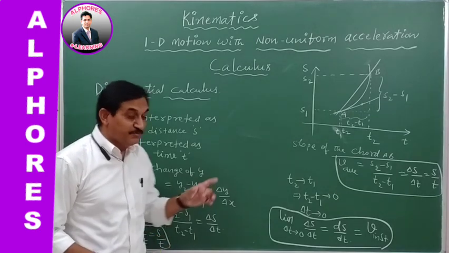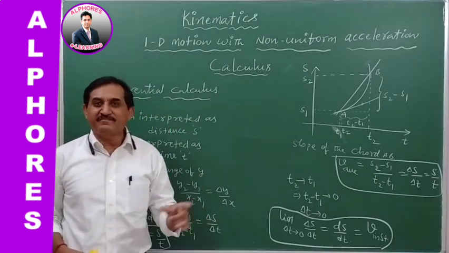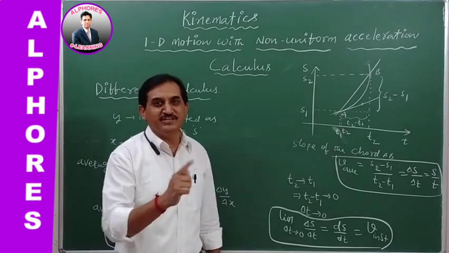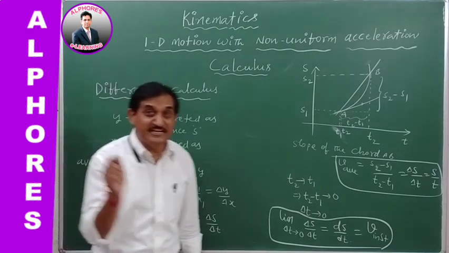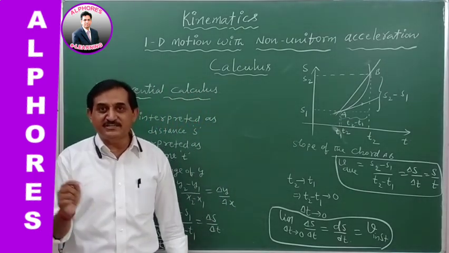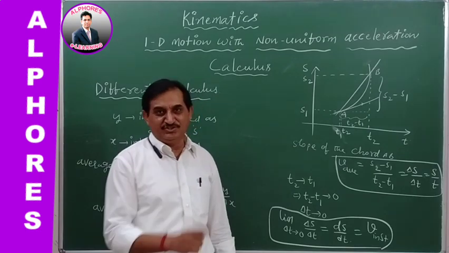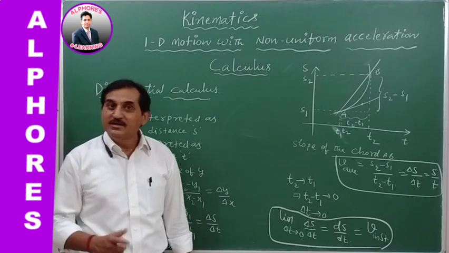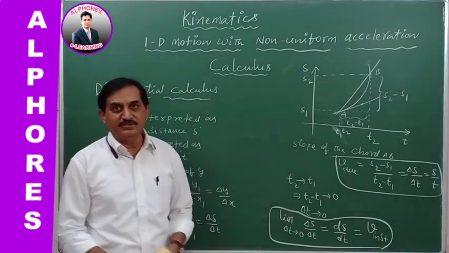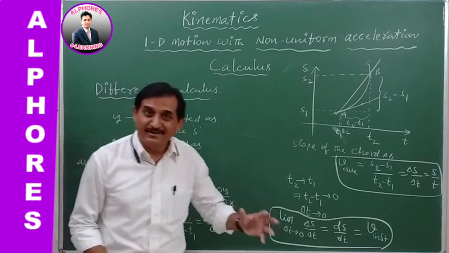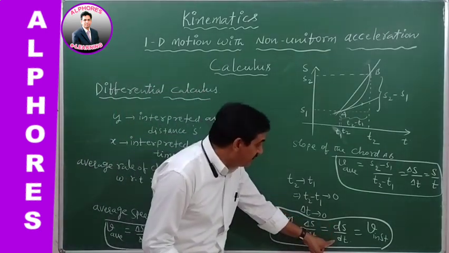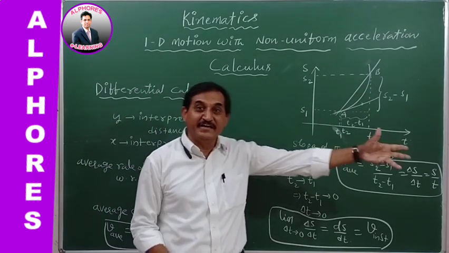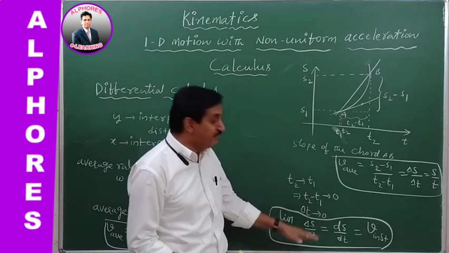Therefore, keep in mind that wherever you consider differentiation, it definitely gives instantaneous speed or instantaneous velocity. Don't think of average. Once you take the differentiation of a function, you will definitely get the instantaneous value. The differential form always gives instantaneous, and the chord slope gives average. So this makes a big difference.